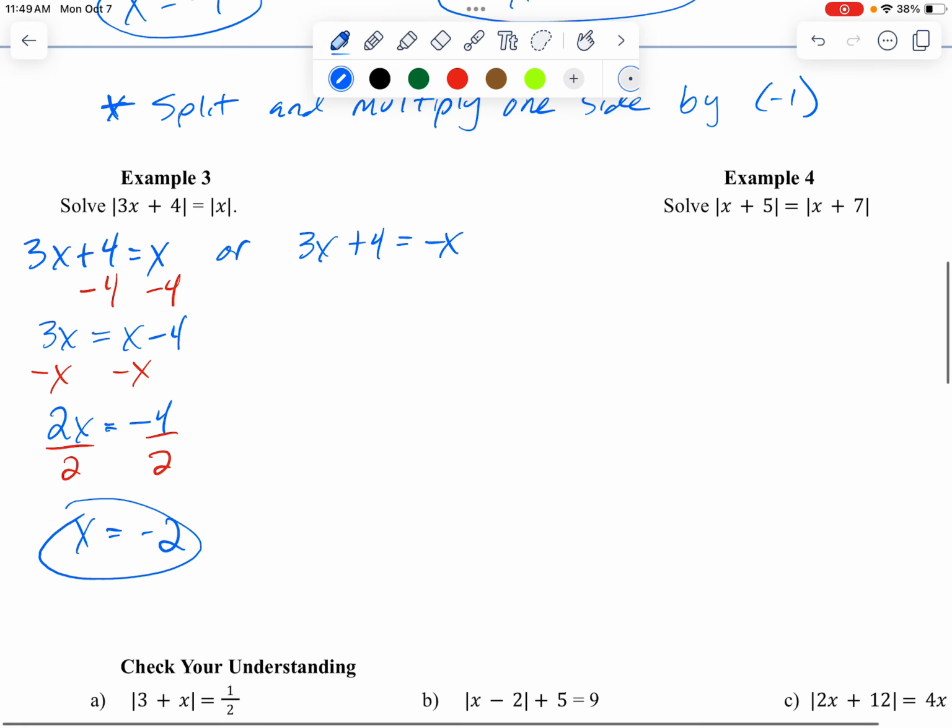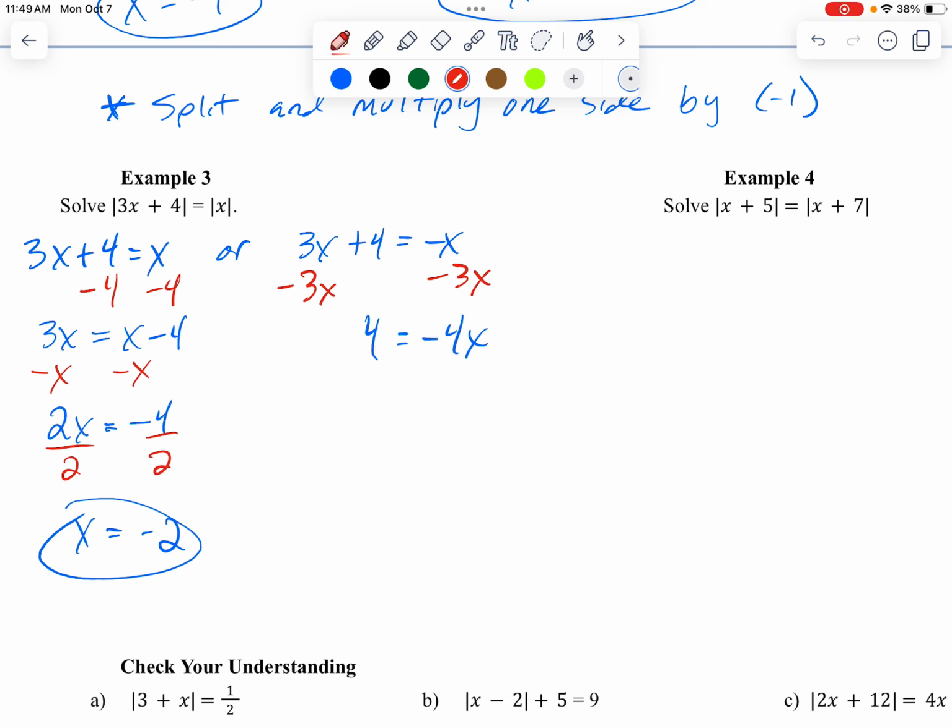For my second solution, follow this same process. Actually, let's do this one the other way, because it doesn't really matter, and I think that'll save us a step. -3x minus 3x. We get 4 equals -4x. I'm going to divide by -4, because that's what's attached to my x, and I get x equals -1.